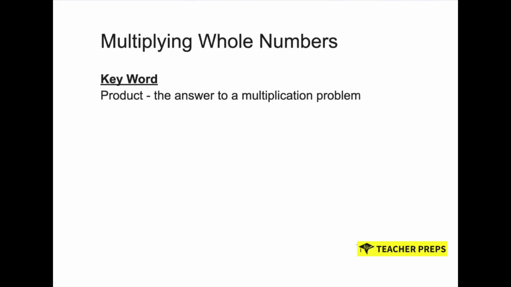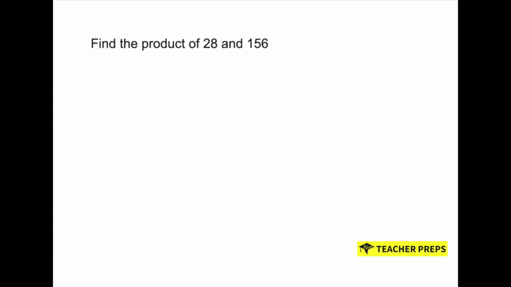In this video, we're going to multiply whole numbers. When we multiply whole numbers, we have a key word, and that is the word product. Product is actually the answer to your multiplication problem. So when we have the multiplication problem, 4 times 6, our product is the answer, or 24.